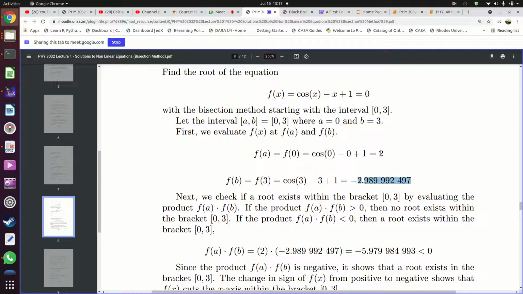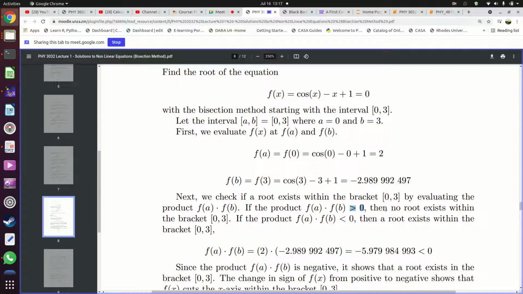So after finding out that f of a is positive and f of b is negative, what we are trying to do here is find out if there is a root which exists in our bracket 0,3. We want to find out if an answer exists in this bracket 0,3. And how do we do that? We work out the product, f of a times f of b. When you multiply the value of f of a and the value of f of b, if you get a product which is greater than 0, that means there is no root in the bracket you have chosen, 0,3.